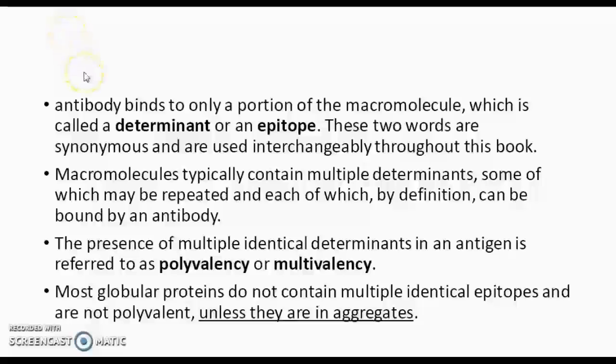Here we have a note that an antibody binds to only a portion of a macromolecule, which is called a determinant or an epitope. The epitope and determinant are synonymous, and are used interchangeably throughout this book. The macromolecule typically contains multiple determinants or epitopes, some of which may be repeated, and each of which by definition can be bound by an antibody. The presence of multiple identical determinants in an antigen is referred to as polyvalency or multivalency. Most globular proteins don't contain multiple identical epitopes and are not polyvalent unless they are aggregated.